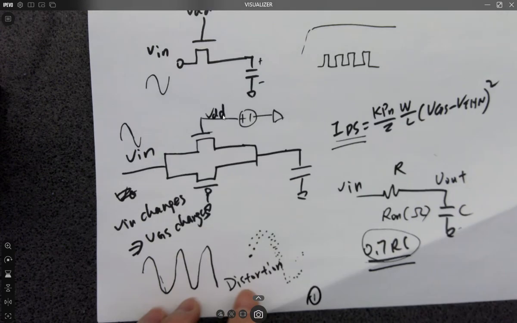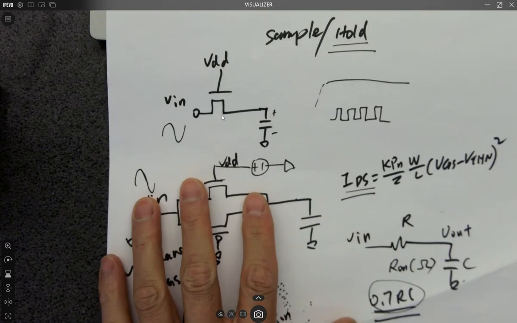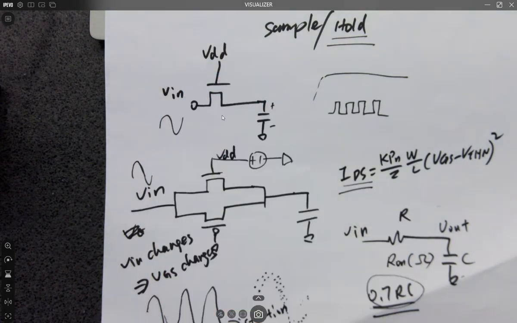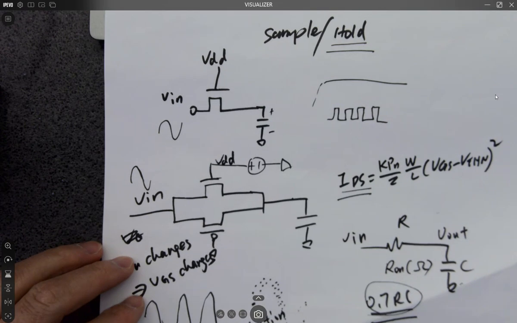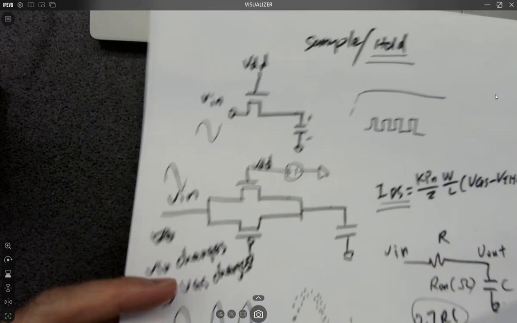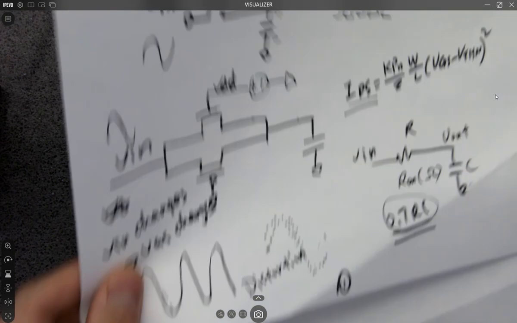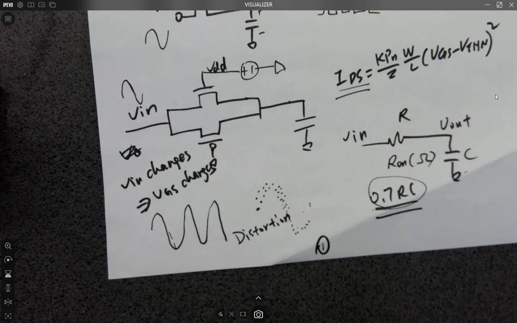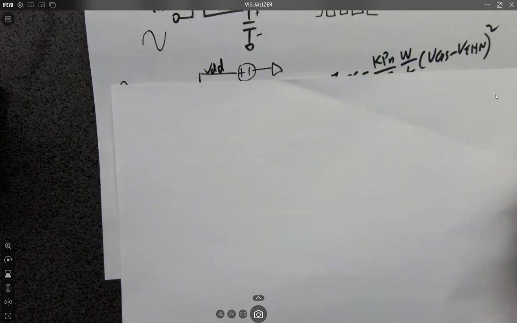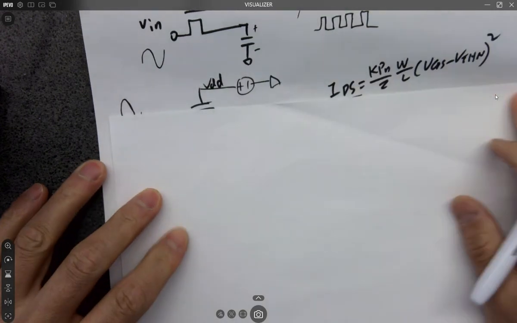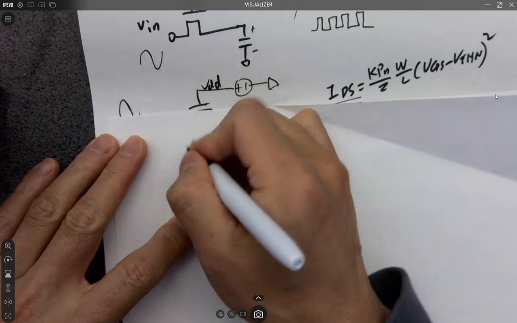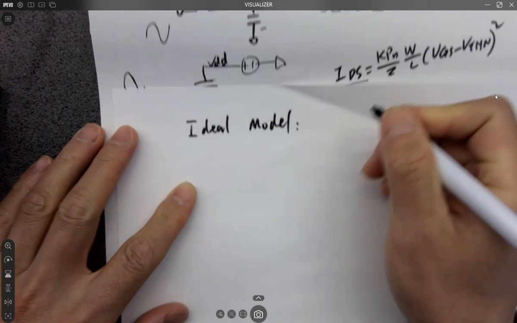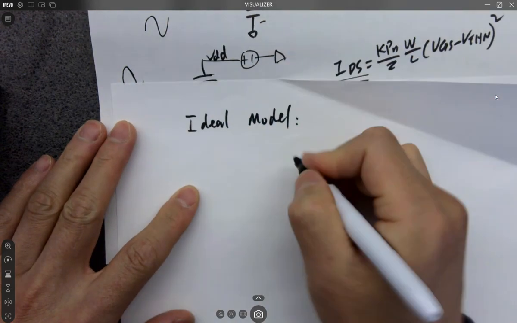And that is why it's causing distortion. Okay, so can we design a circuit to keep your VGS a constant? So that is the question. Okay, so we need electrical engineers to design the circuit to make it constant for the sample and hold circuit. So the idea in the model, okay, so the ideal model for that circuit looks like this.